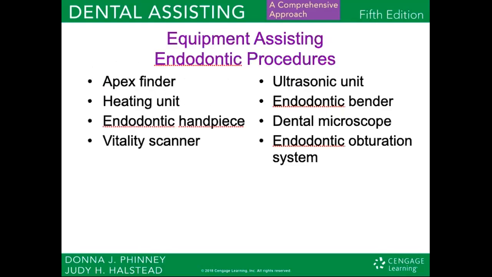There is newer equipment that is being introduced to assist in endodontic procedures, and many of these have actually had a chance to be used in the dental field for quite some time, and are used quite a bit. The apex finder measures the distance to the apex of the tooth and displays the information on a digital readout. The heating unit applies heat for vitality testing, warming the gutta percha for obturation, and providing heat for bleaching procedures.